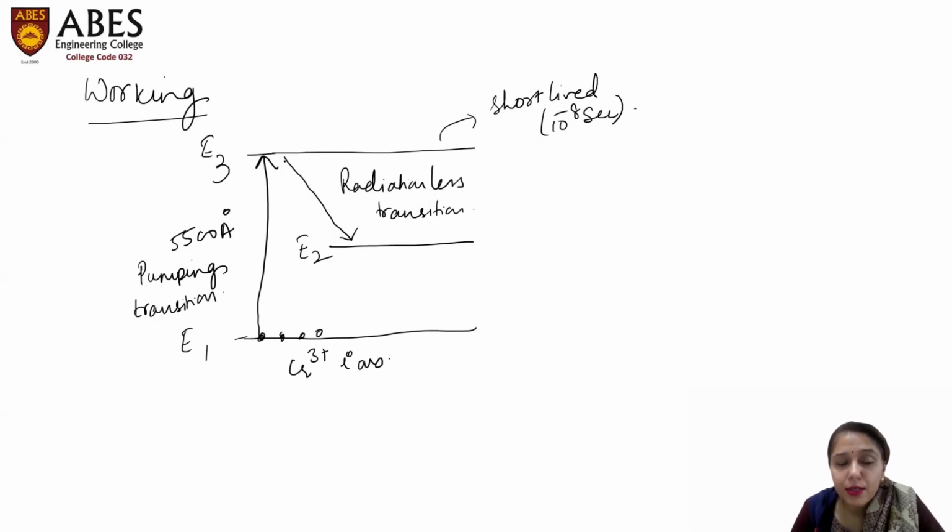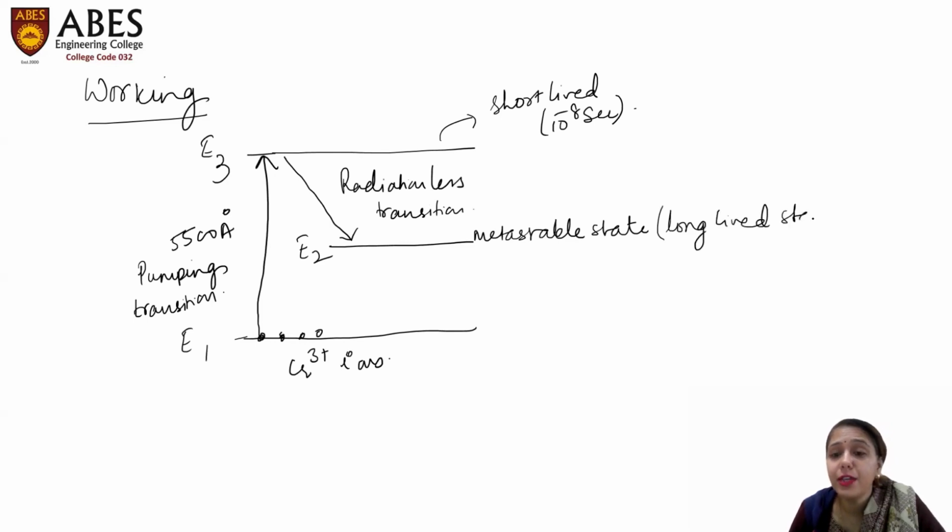Now the chromium ions which are here in the E2 level, this state is a metastable state. And if this is a metastable state, then this is a long-lived state. It is the definition of a metastable state that it is long-lived, having a lifetime of 10 raised to the power minus 3 seconds, which is quite higher as compared to the 10 raised to the power minus 8 seconds state. So the chromium ions are going to stay here for a while.